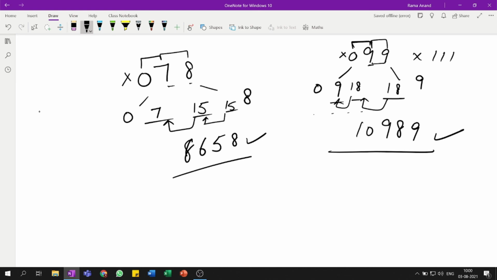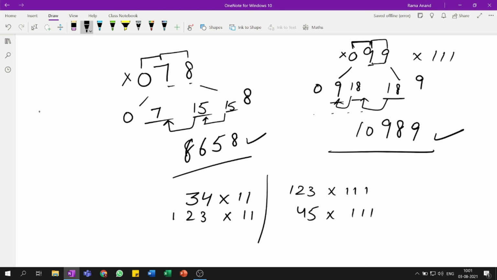Okay, hope you are liking it and just try it. Firstly, we have done how to multiply 2-digit number with 11. Then we have studied how to multiply 3-digit number with 11. Then in this video, we have done how to multiply 3-digit number with 111 and how to multiply 2-digit number with 111. Okay, so just try and improve your speed, and in the next video we will do how to multiply 4 or 5-digit number with 1111.